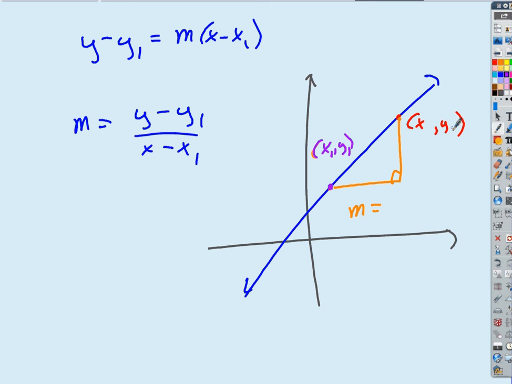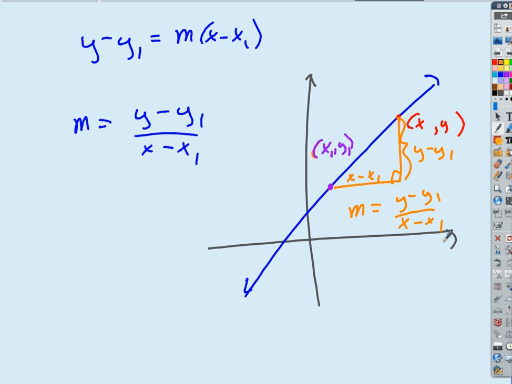Well, then what's my slope going to be? The rise is just going to be this y value minus that y value, isn't it? So this distance right here is just y minus y1. This distance right here is just going to be x minus x1. Everybody agree? That x value minus that x value. And so that looks an awful lot like slope, doesn't it? So point slope is consistent with just the definition of slope.